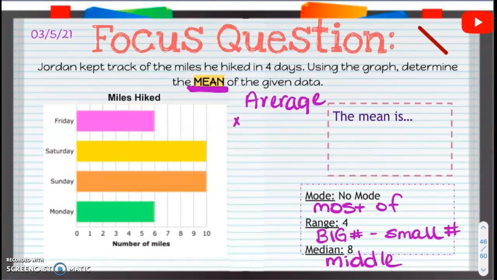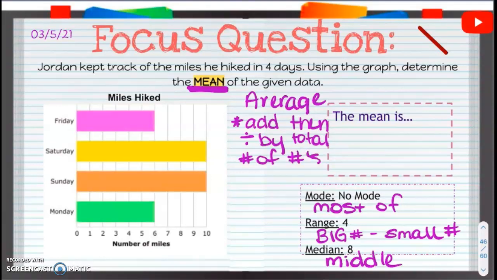So we're going to add them all up, then divide by the total number that there are, by the total number of numbers. So remember, on Friday he hiked 6 miles. On Monday he also hiked 6 miles. And on Saturday 10, Sunday 10. Let's go ahead and put them in order. We have 6, 6, 10, 10.